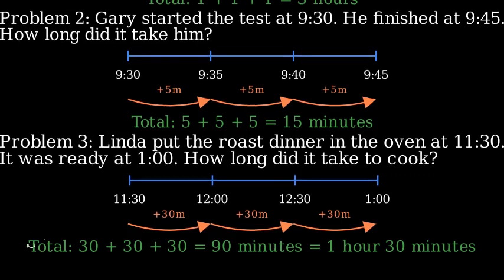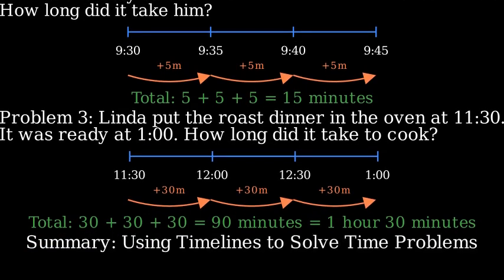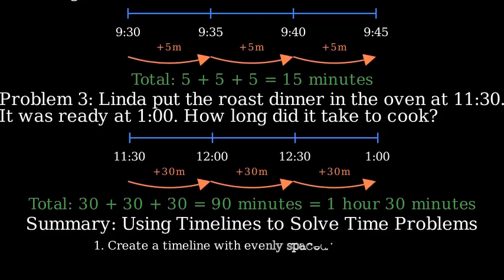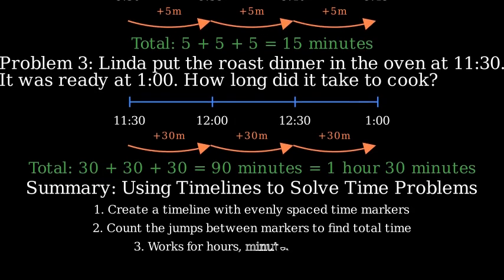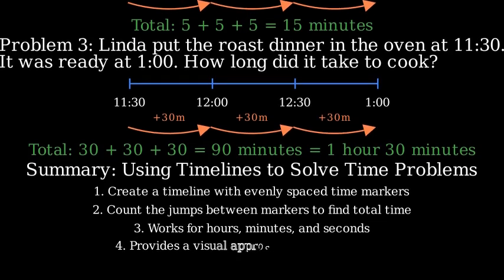So to summarize, when solving time problems, first, create a timeline with evenly spaced markers for the relevant times. Then, count the jumps between markers to find the total time elapsed. This method works for problems with hours, minutes, or even seconds. Remember, timelines provide a visual way to break down the problem and make it easier to solve.